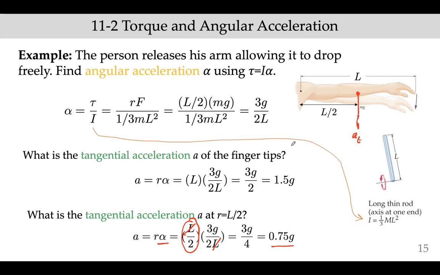It goes down, and in fact, it becomes 0 when r is 0, because you can understand that this point doesn't accelerate at all, so its tangential acceleration is 0, and the tangential acceleration grows as you go further and further in the radial outward direction.